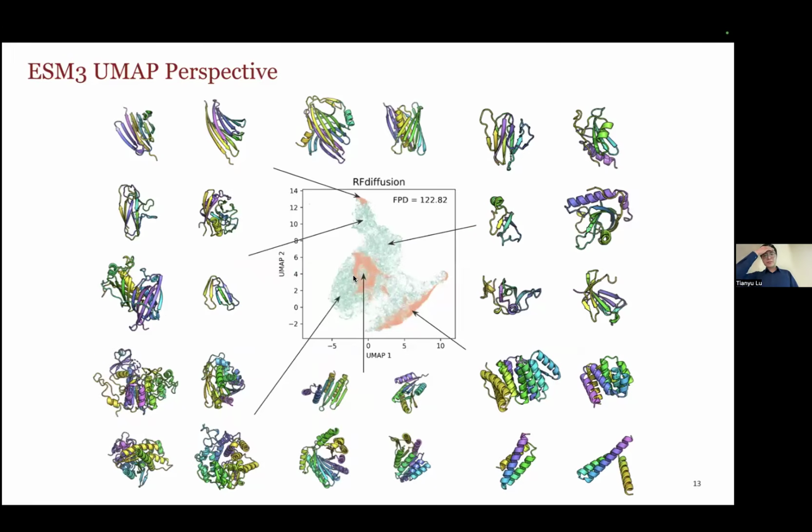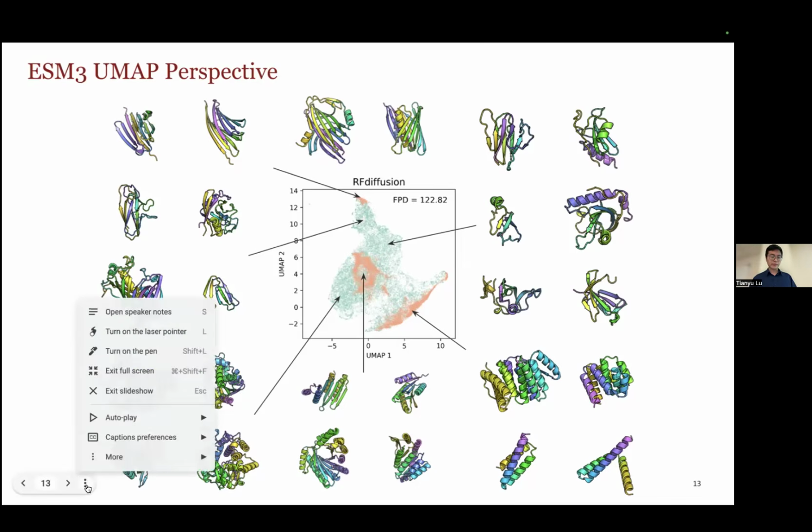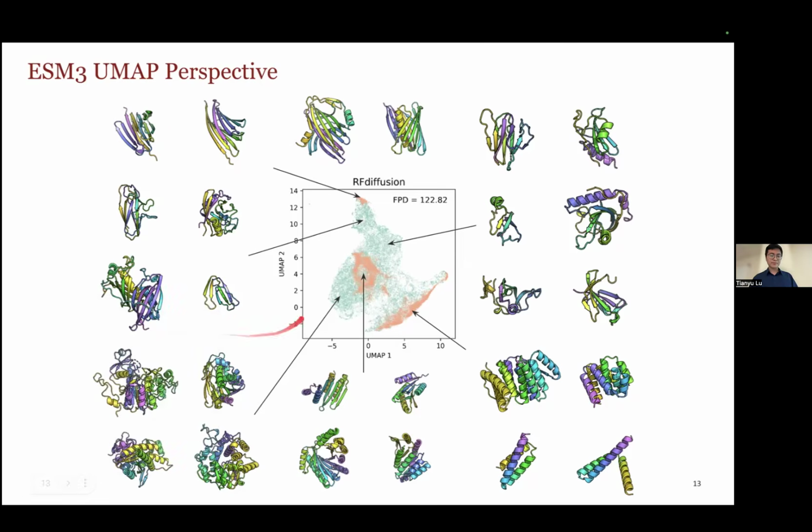So here's just another perspective. Previously those were the two principal components, and here we're looking at the UMAP projection. The organization is also quite striking. You see highly idealized beta sheets in one region, highly idealized alpha helices in another region. And the undersampled regions, particularly over there and down here, involve folds that quite notably involve many loops.